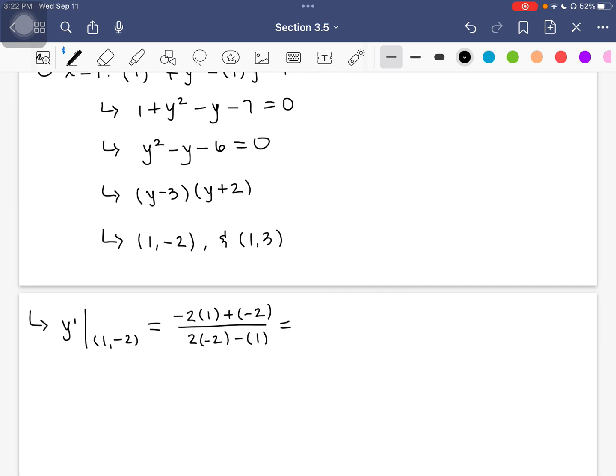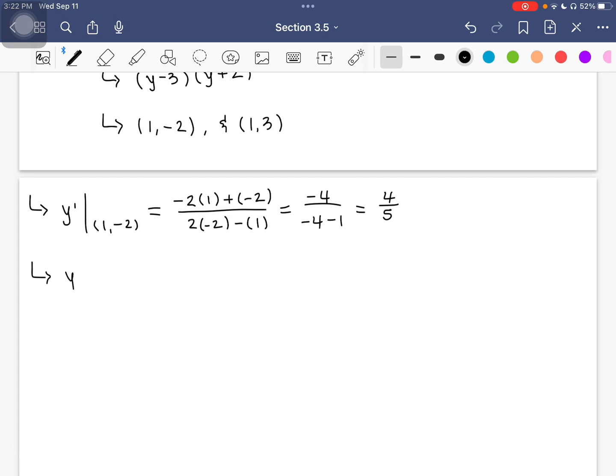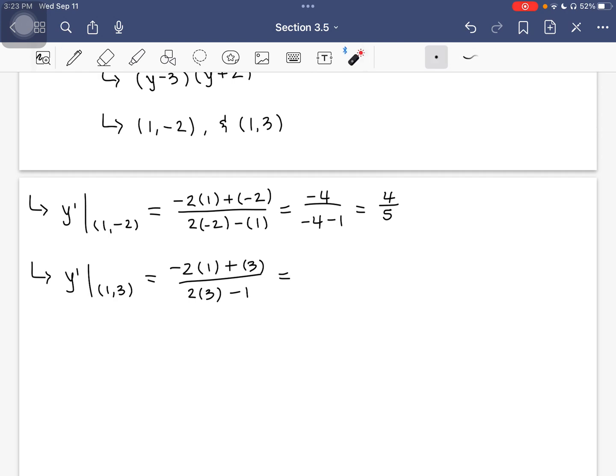All right, so we'll get negative 4 on top, and then negative 4 minus 1 on bottom. So we have a negative 4 over negative 5, so this is just a positive 4 over 5. All right, then doing the same thing for our next point here. So just plugging this into our y prime. All right, so on the top we get negative 2 plus 3, so we've got 1, and then on the bottom we have 6 minus 1, so we'll get 5.